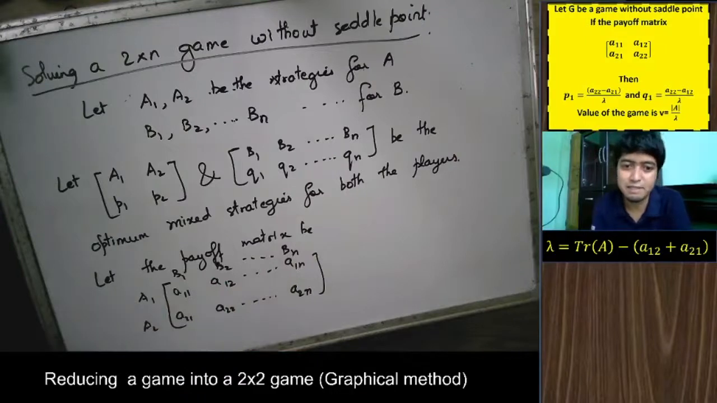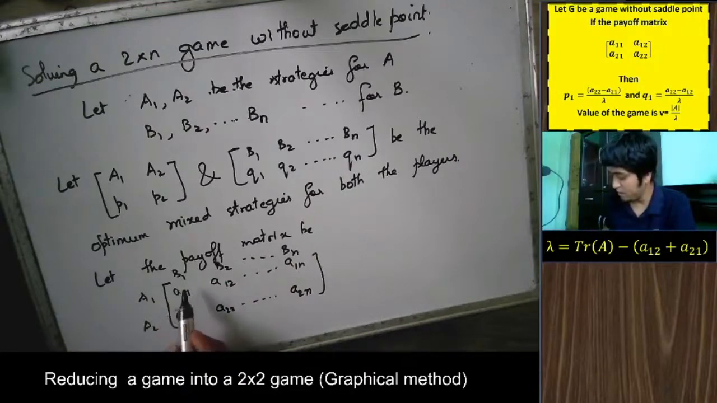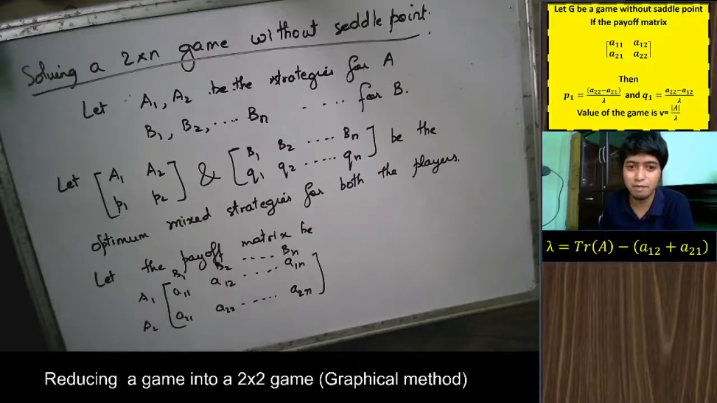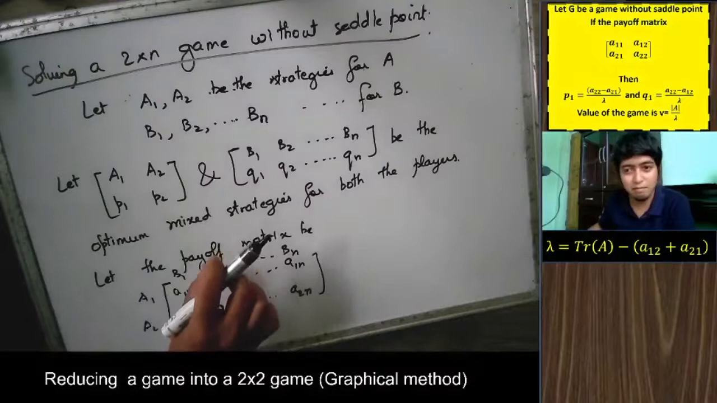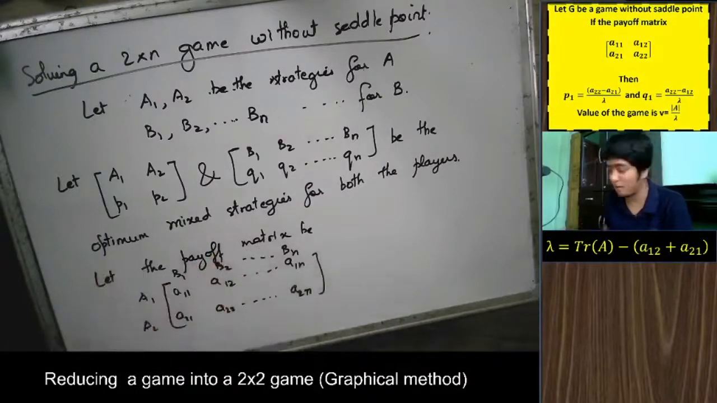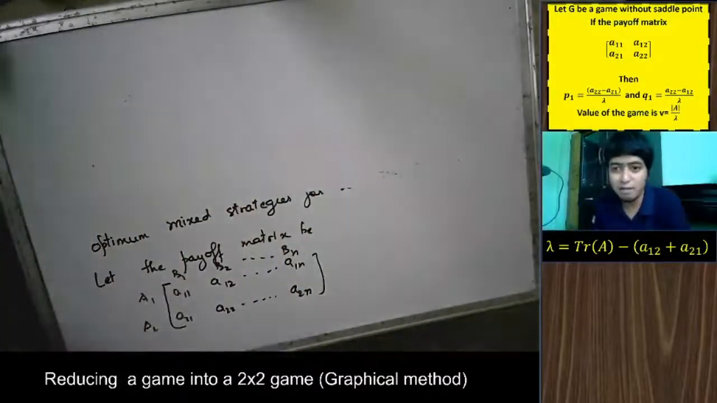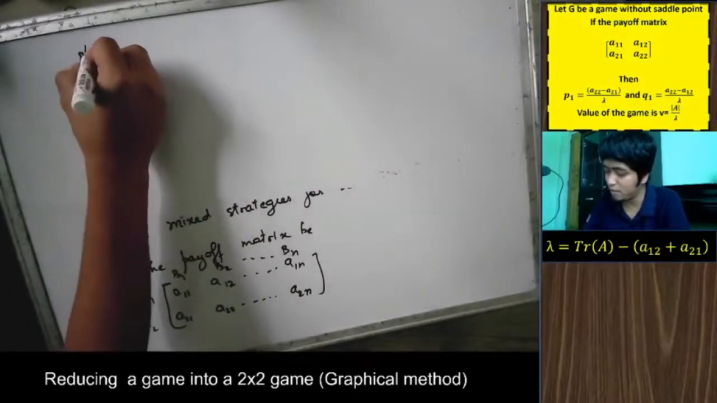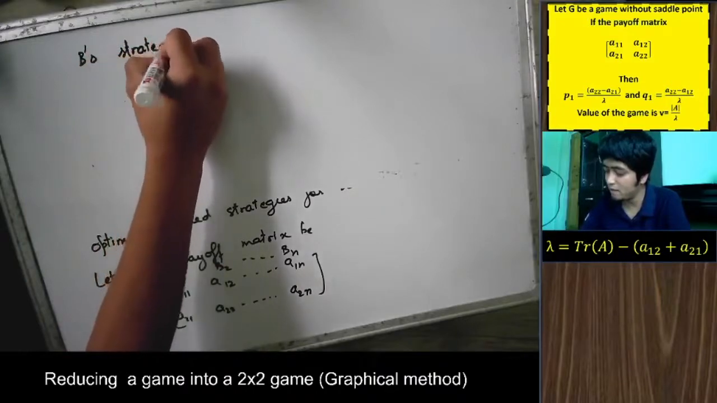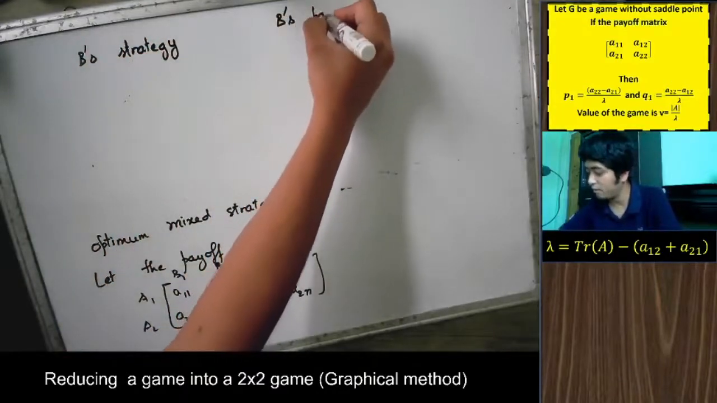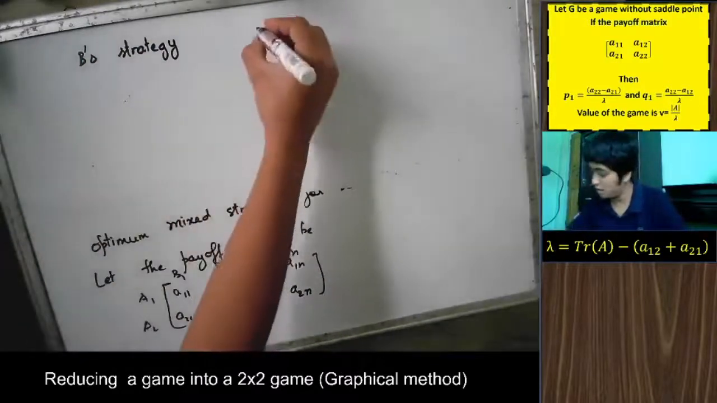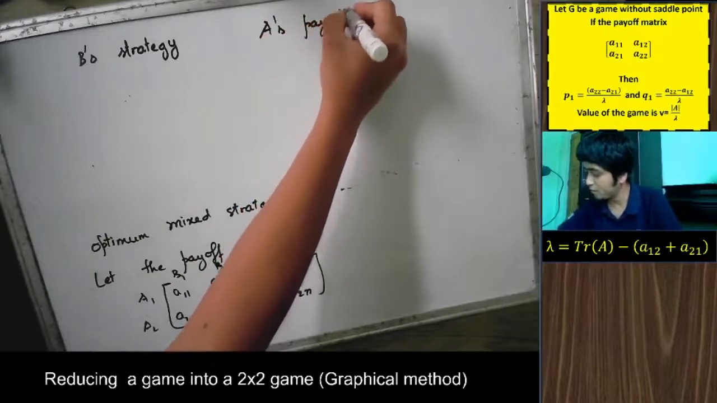Now what we will do is this. Okay, so we will assume that B uses the strategy B1. We will see what is the payoff for A. And also we will assume that B uses the strategy B2. What is the payoff for A? Okay, so this is what we will write. So it's like we have to find the payoffs for A. Okay, we are assuming B's strategy, A's payoff. This is what we will do.